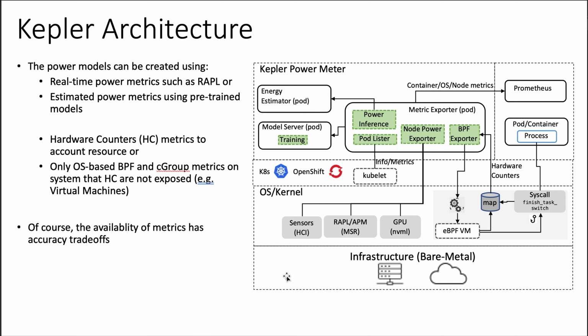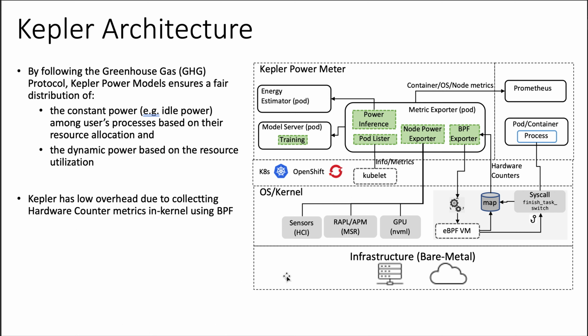Okay, so the different power models can be created and applied depending on the context, so if the system has real-time power metrics or hardware counters or not. For example, if it's running directly on bare metal or on VMs. Of course, the availability of the metrics impacts the accuracy of the model.